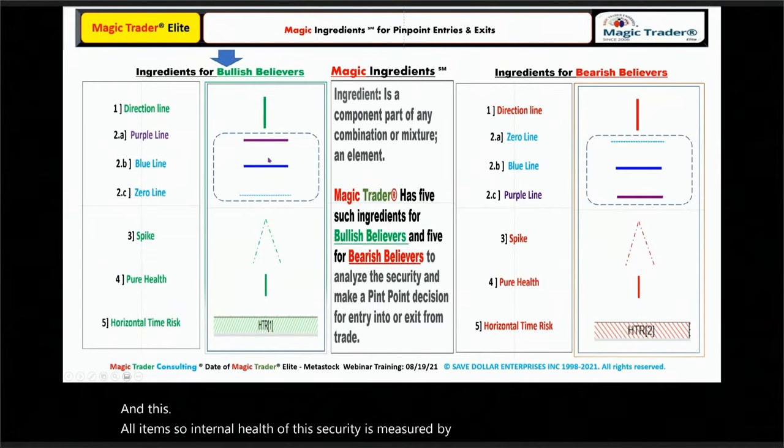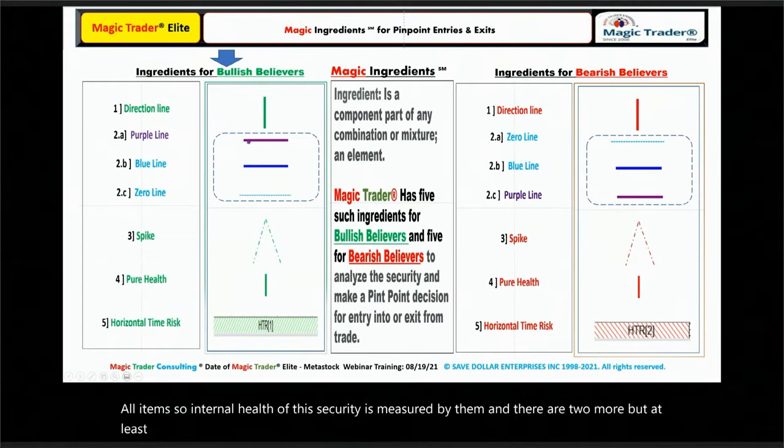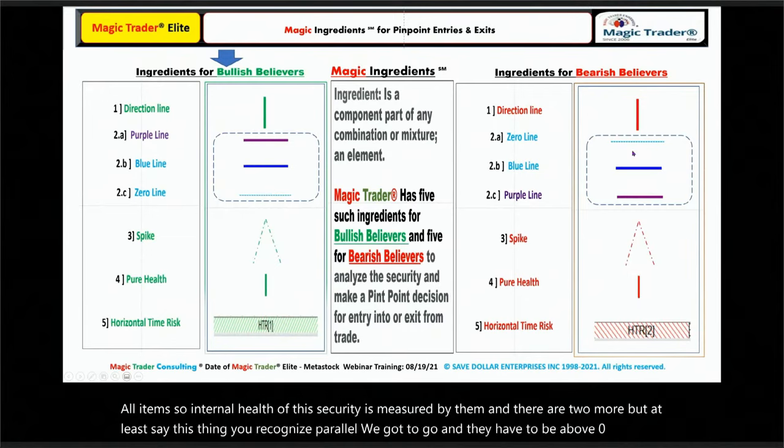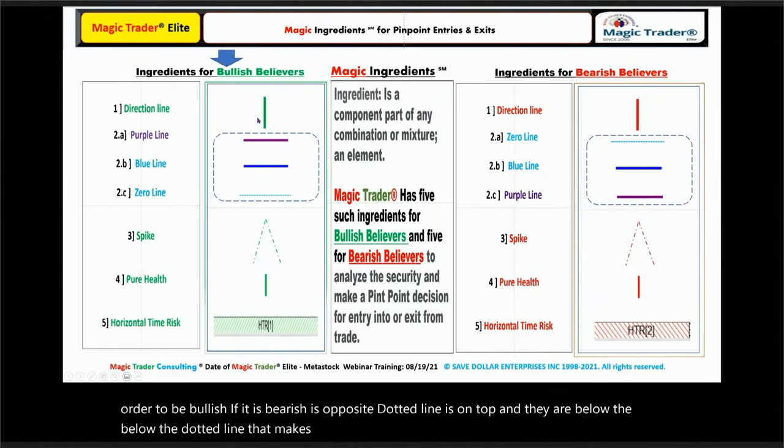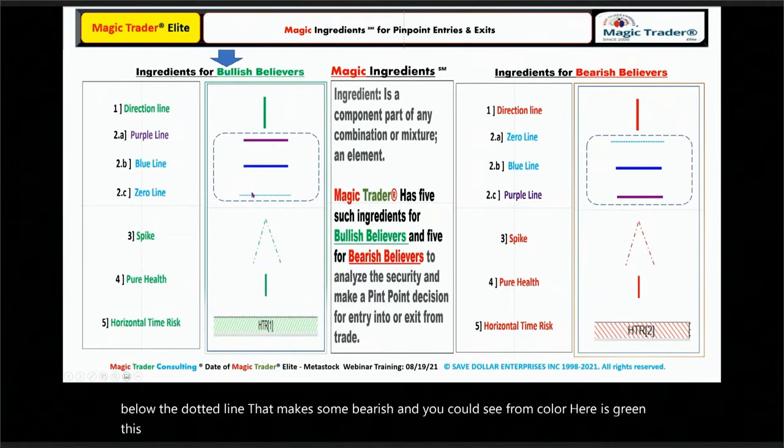And there are two more, but at least this thing, you recognize parallel, we're good to go. And they have to be above the zero line in order to be bullish. If it is bearish, it's the opposite. The dotted line is on top and they are below the dotted line. That makes them bearish. And you could see from the color, here is green, this is red. Right, this one, the same color, but opposite.